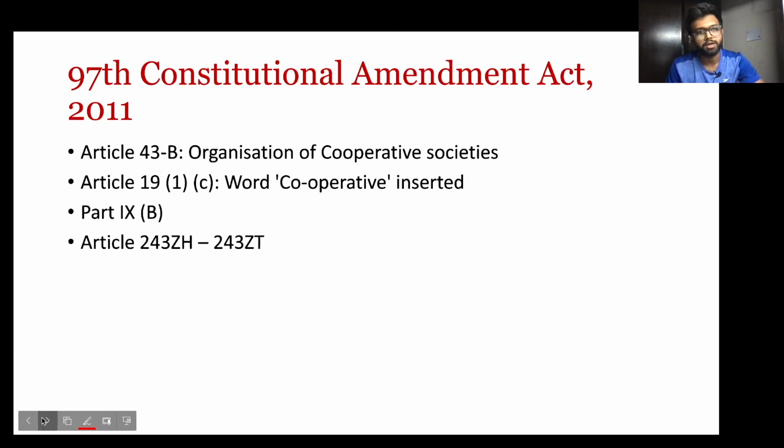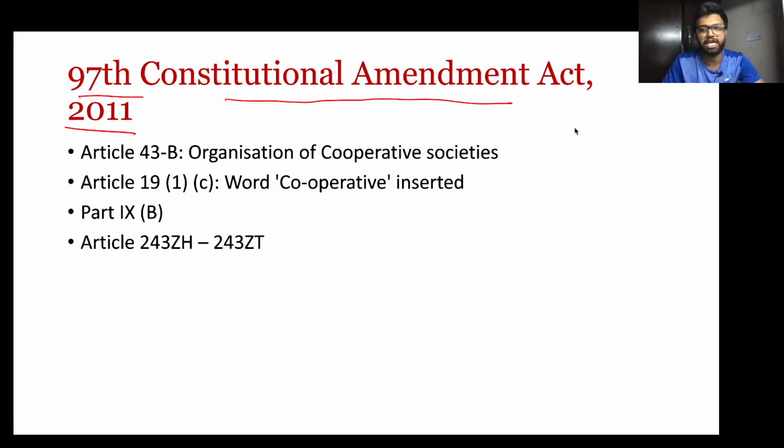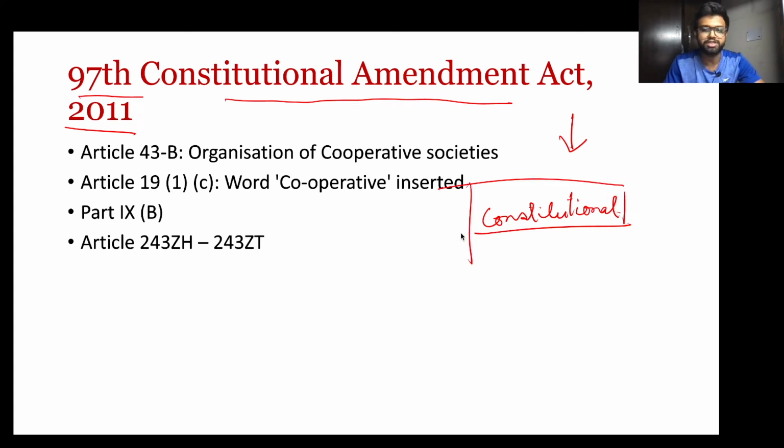But in the year 2011, the central government passed the 97th Constitutional Amendment Act, which actually gave the constitutional status to the cooperative societies. Under this amendment, Part 9B has been inserted. Under this, Article 243 ZH to Article 243 ZT. These articles deal with the rules and regulations regarding the cooperative societies.